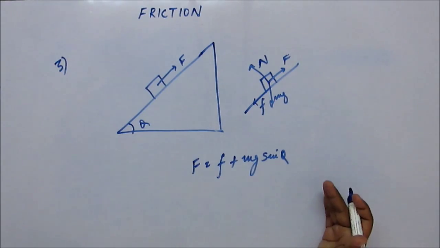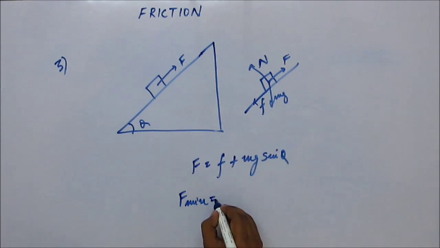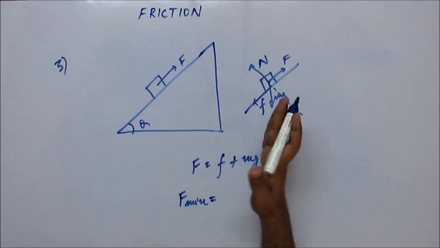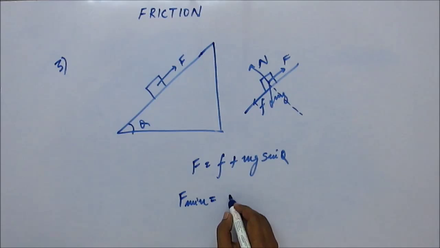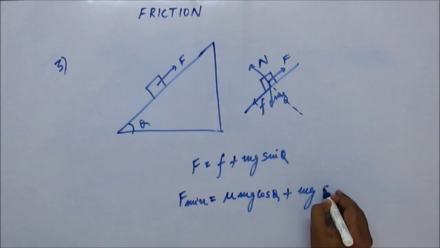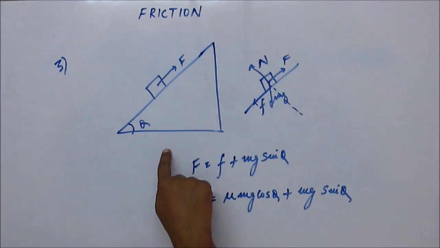Now when the value of the applied force is just equal to the summation of these two forces, then the block will just start to move, and the f you know is mu times N, and from here you can see that normal reaction will be mg cos theta. So you can see here that the minimum amount of force required will be mu times mg cos theta plus mg sin theta. That is the minimum amount of force that is required for the block to just start getting pulled upward.